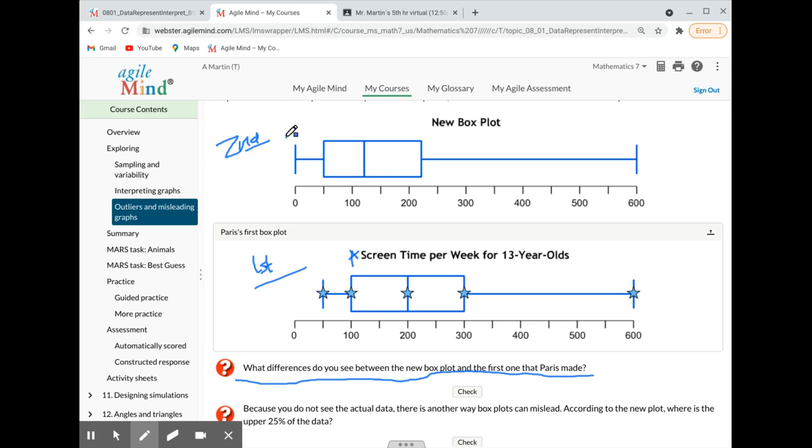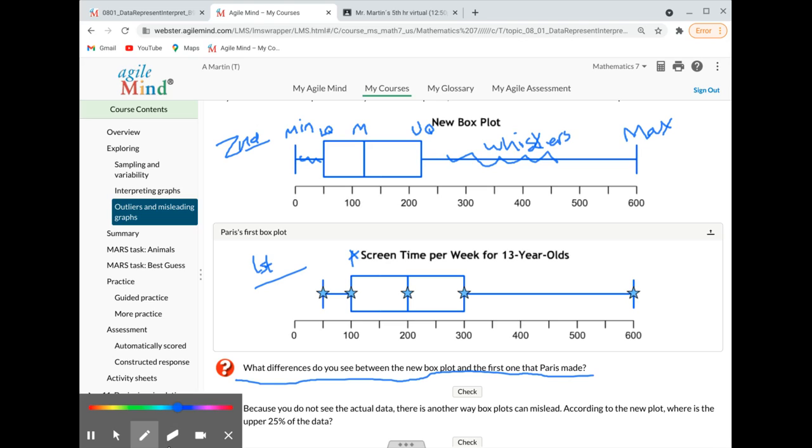So let's go over it real quick. This is the minimum, the lower quartile, the median, because it's in the middle, the upper quartile, and the maximum. And these lines that go through here are called whiskers. All right, because you do not see the actual data, there's another way to check if box plots can mislead you.